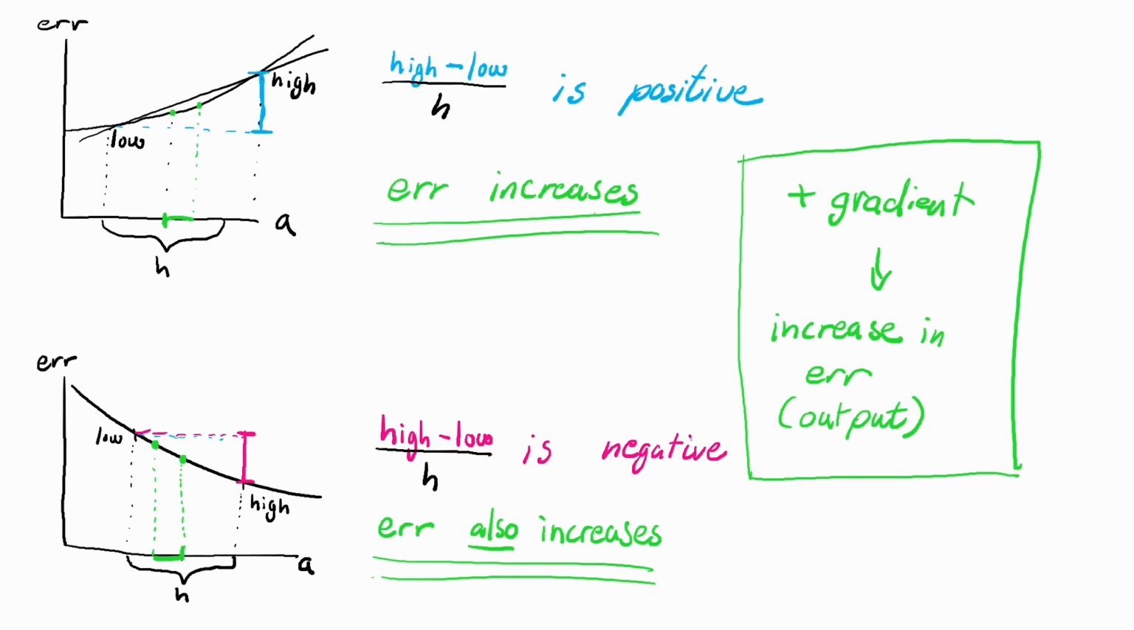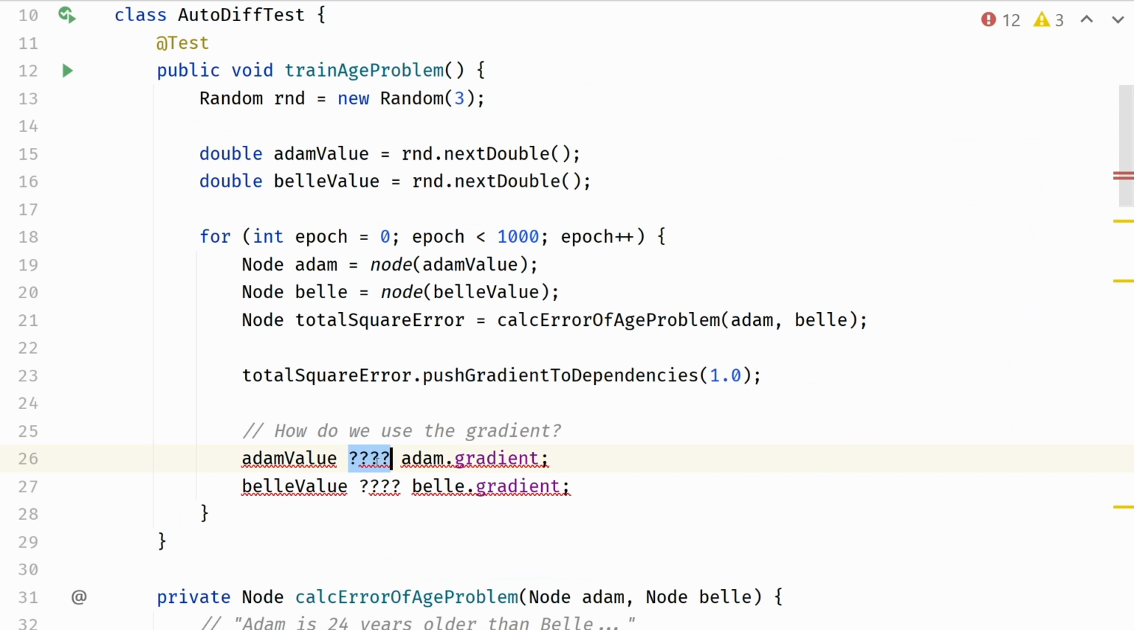But we don't want to increase the error. What can we do? Yes, we go the other way. We subtract the gradient. But we don't want to subtract the whole gradient. We only want to subtract a fraction of the gradient. Otherwise, the system becomes unstable and we won't find a solution. We multiply by the so-called learning rate, which is a small number.